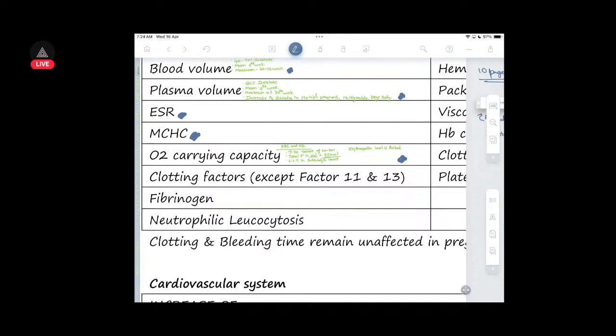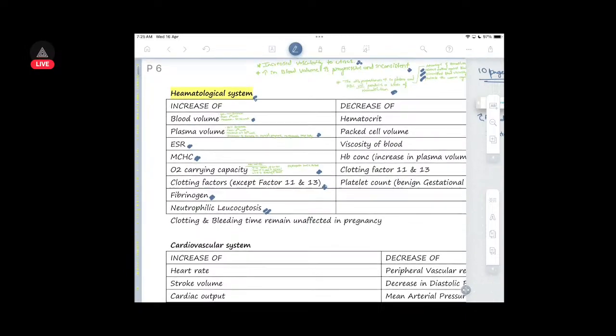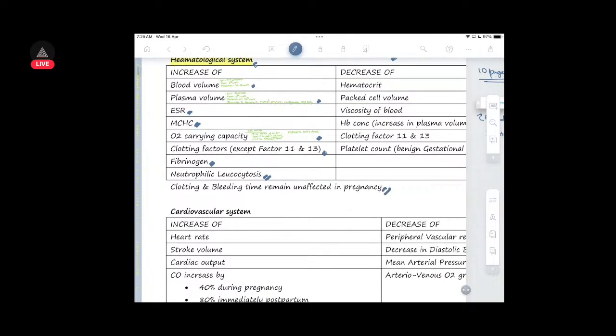Erythrocyte level is low. Clotting factors except 11 and 13 will be increased. Fibrinogen level will be increased. Neutrophilic leukocytosis can be seen. Bleeding and clotting time will remain unaffected in pregnancy.